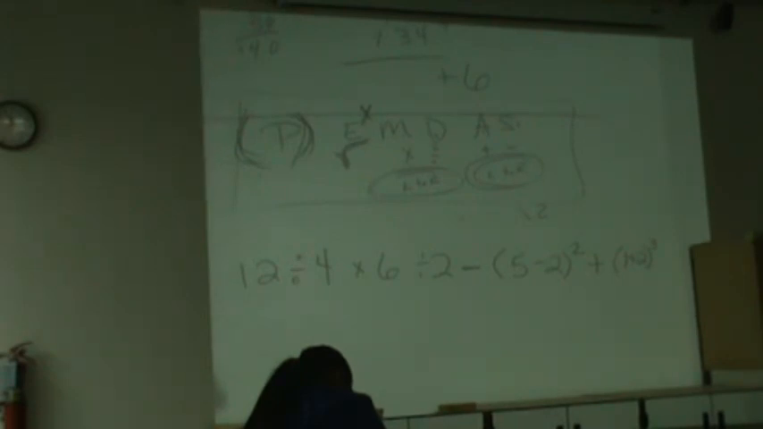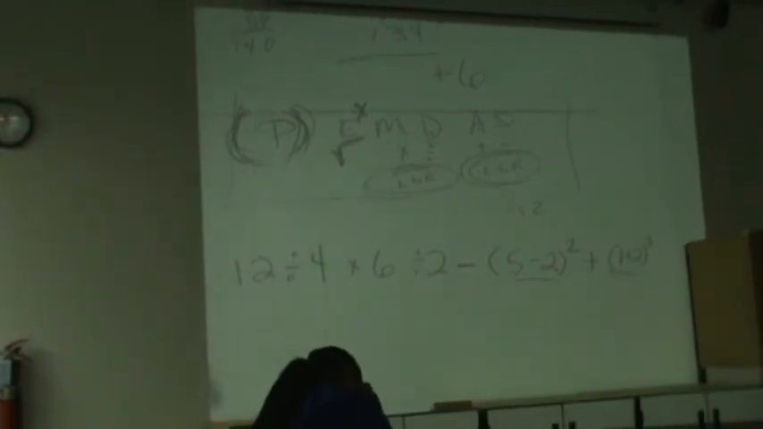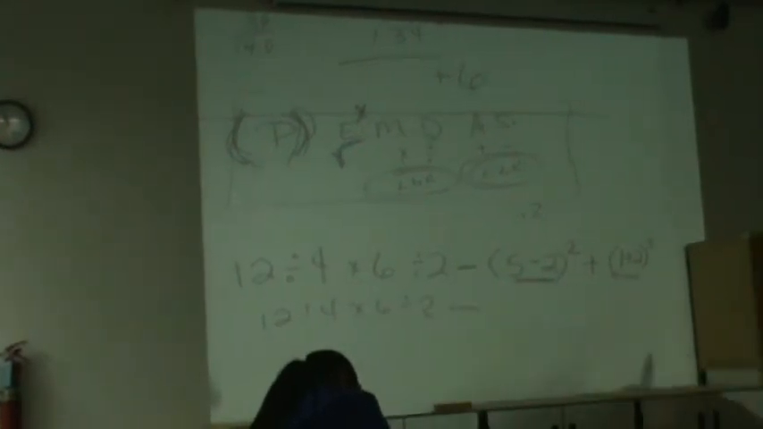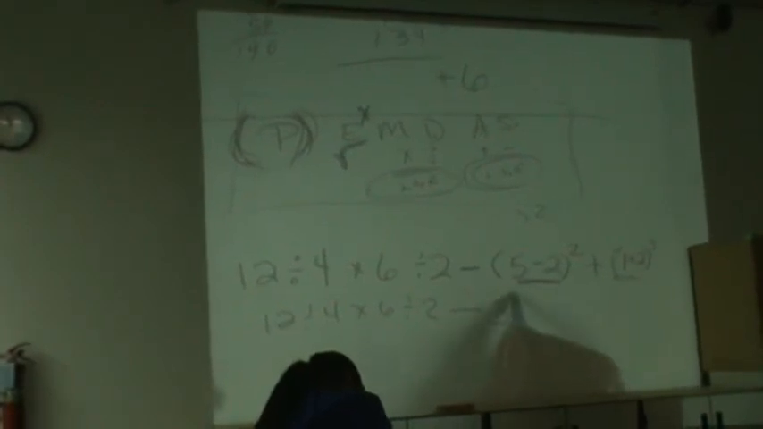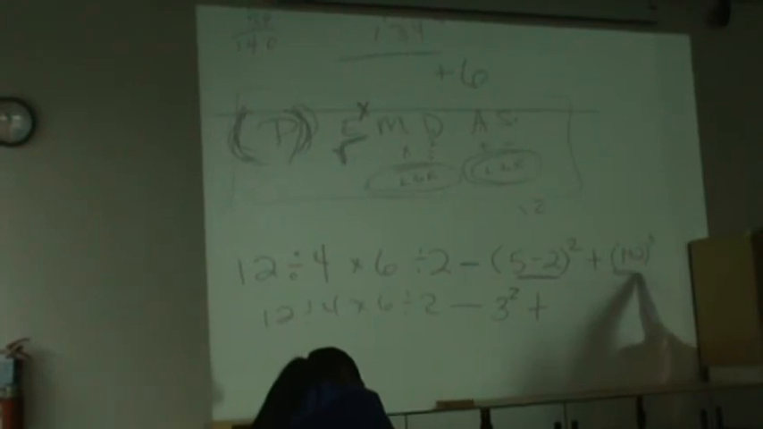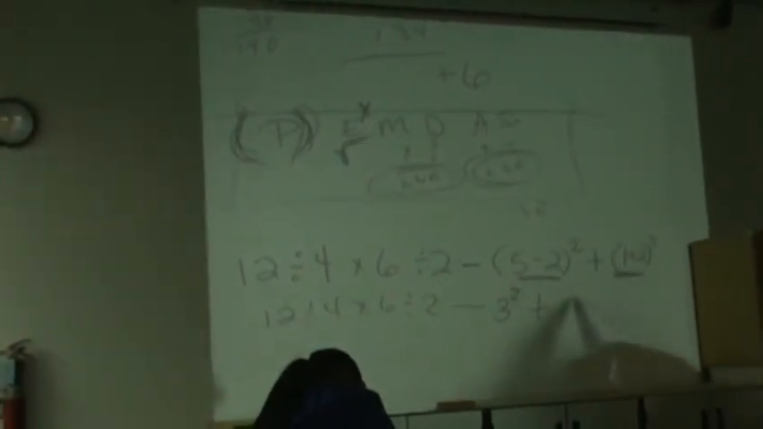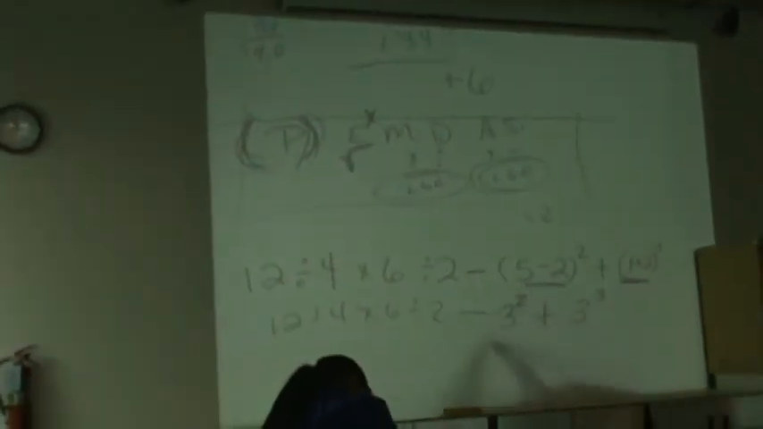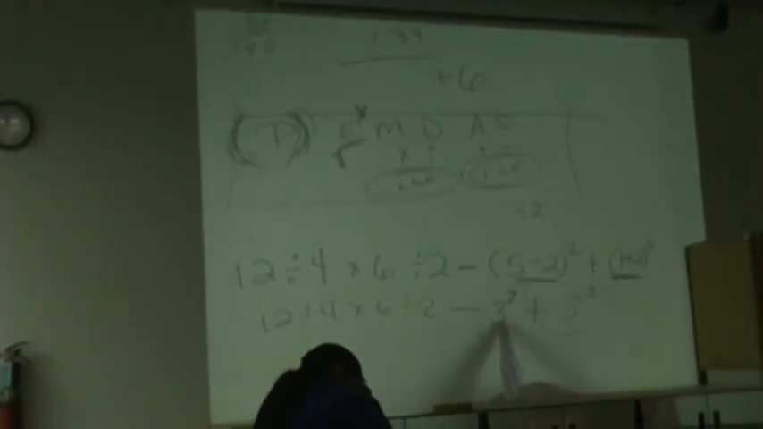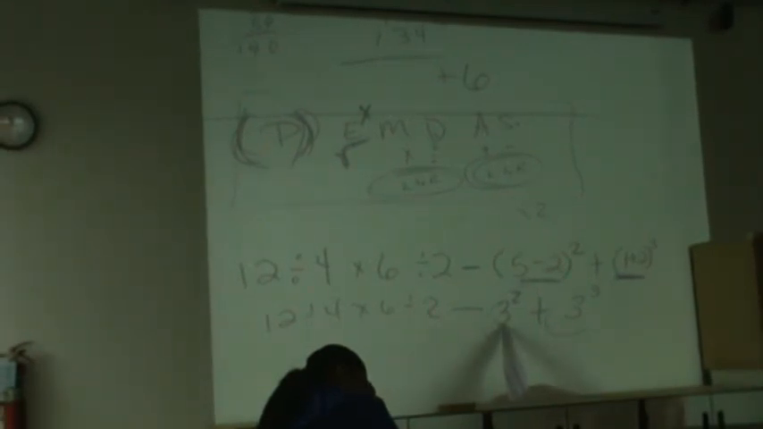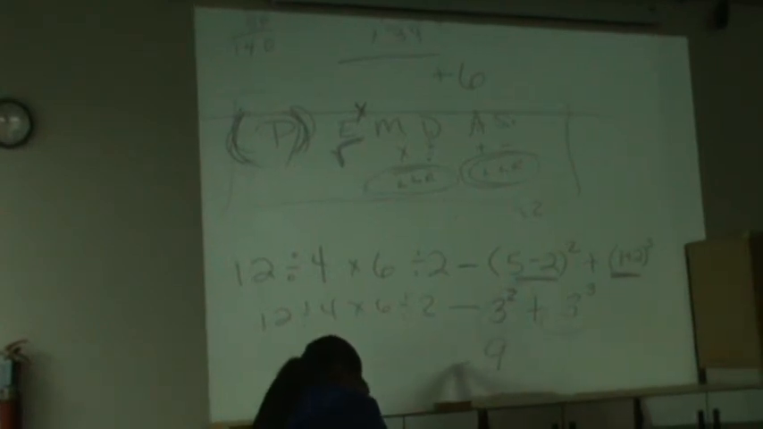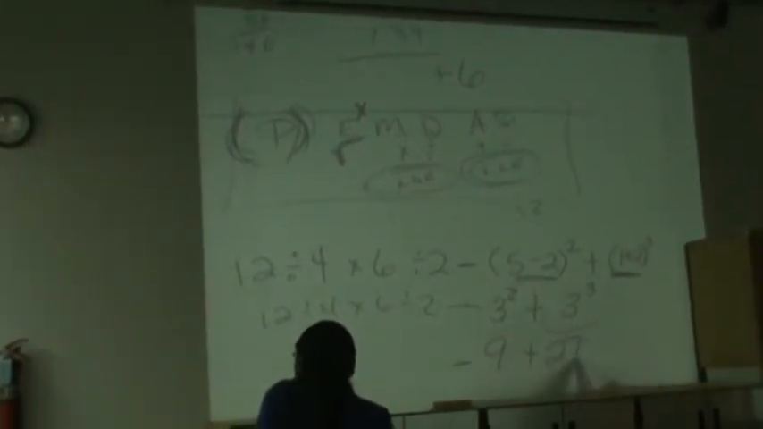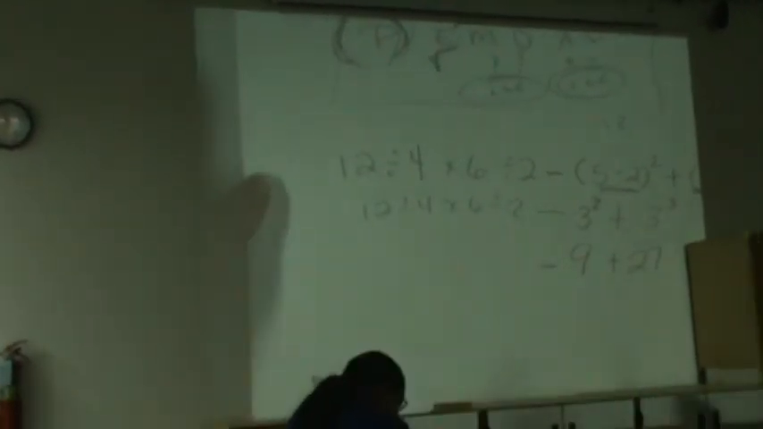What do we do first? Parentheses. So let's take care of those parentheses. Get that out of there first. So we have 12 divided by 4 times 6 divided by 2 minus. What's 5 minus 2? 3. That's going to be squared. Plus 1 plus 2, 3 to the third power. Now what do you do next? Exponents. So we're going to do these two things. What is 3 squared? Not 6. 9. 3 times 3, that's 9. Leave that minus in front of it. This will be 3 times 3 times 3. 27. Okay. Now let's write these down.